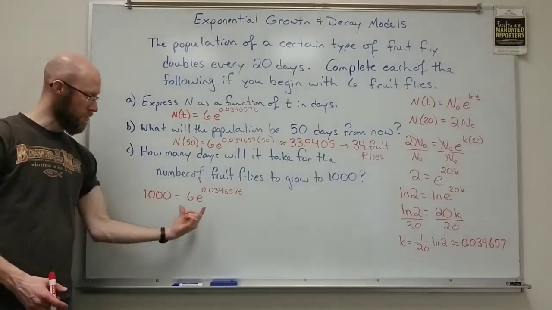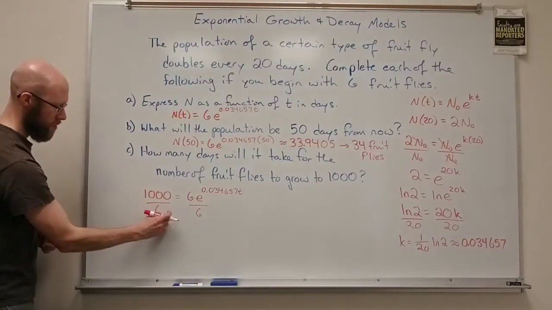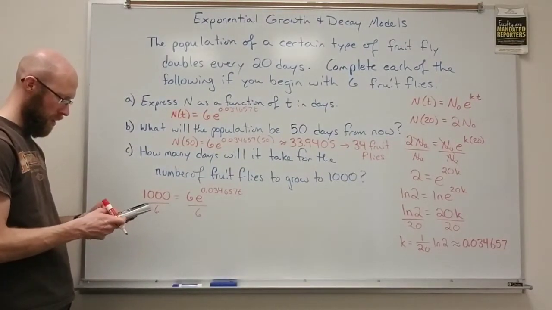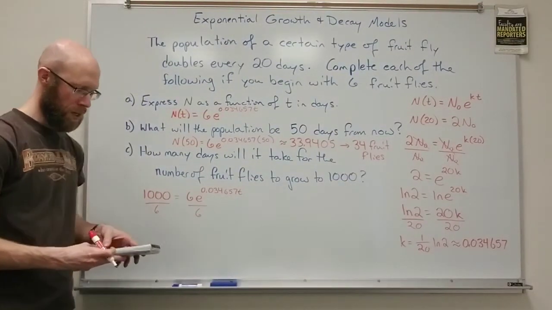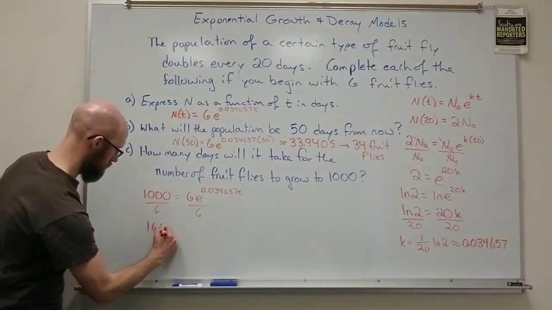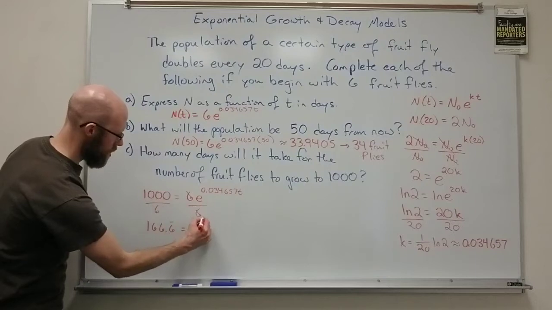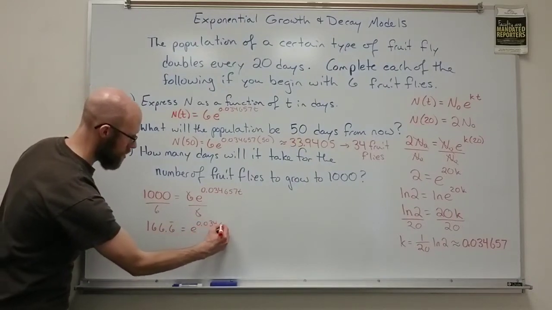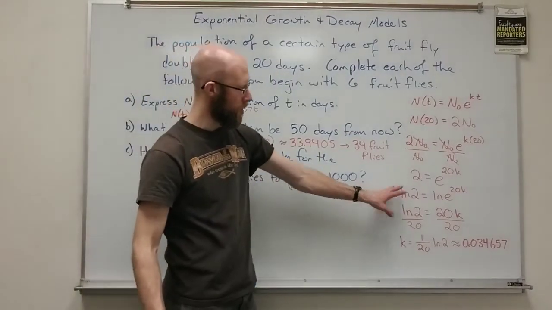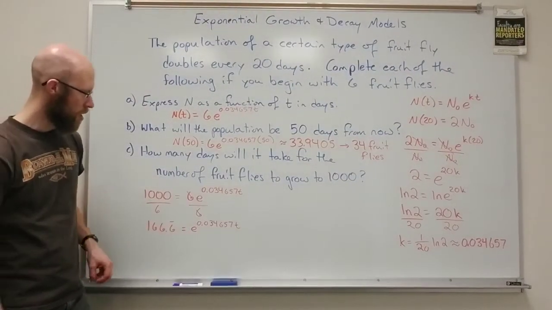Now to do that, the first step is going to be to get rid of the 6. So I'm going to divide out the 6 on both sides. And of course, 1,000 divided by 6 is a decimal, or fraction. It's a repeater. It's 166.6 repeating. And that equals e^(0.034657t). Again, similar to what we did over here, I'm going to use the natural log to get rid of this exponential.